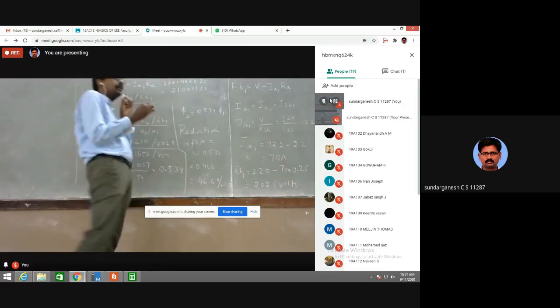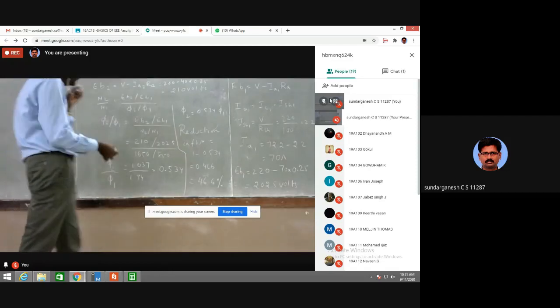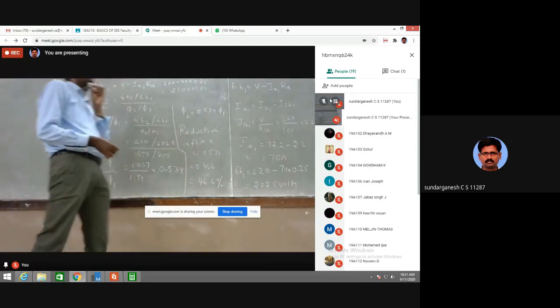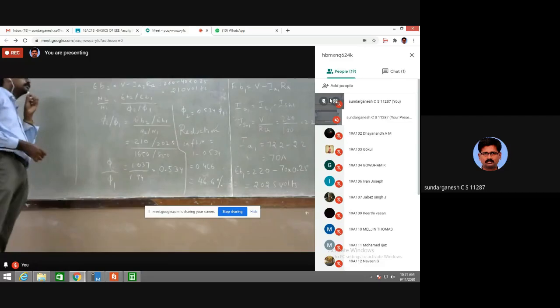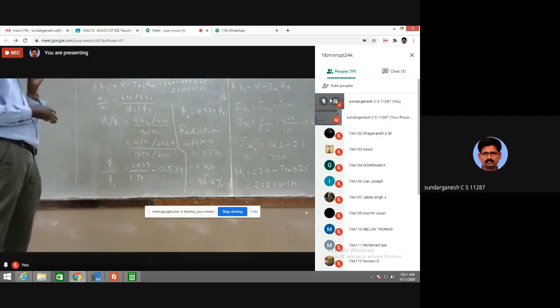I want the answer in percentage, so you have to multiply by 100. So you get 46.6%. This is the solution for this particular problem. Every problem has a different solution, so whatever question they have asked, you have to apply the corresponding technique.